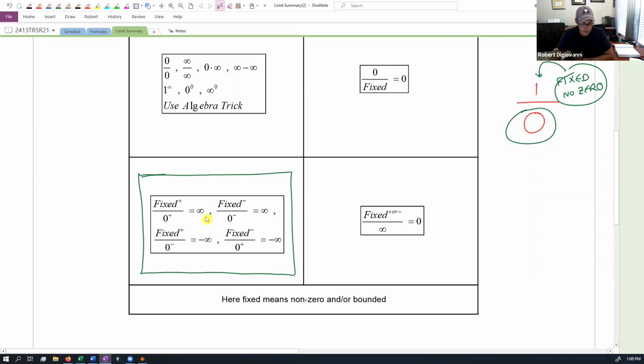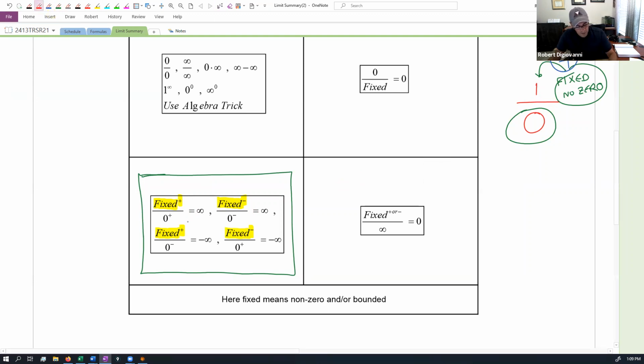When you look at this, I know this looks complicated, but let me illustrate what this means. Let's look at the first one. When it says fixed with the little plus up here, that means your numerator is a positive fixed number. This one would mean your numerator is a negative fixed number. Here, the numerator is a positive fixed number. Here, the numerator is a negative fixed number. So that's what that little plus and minus means. In our case, we have a positive fixed number, and the denominator is headed to 0.